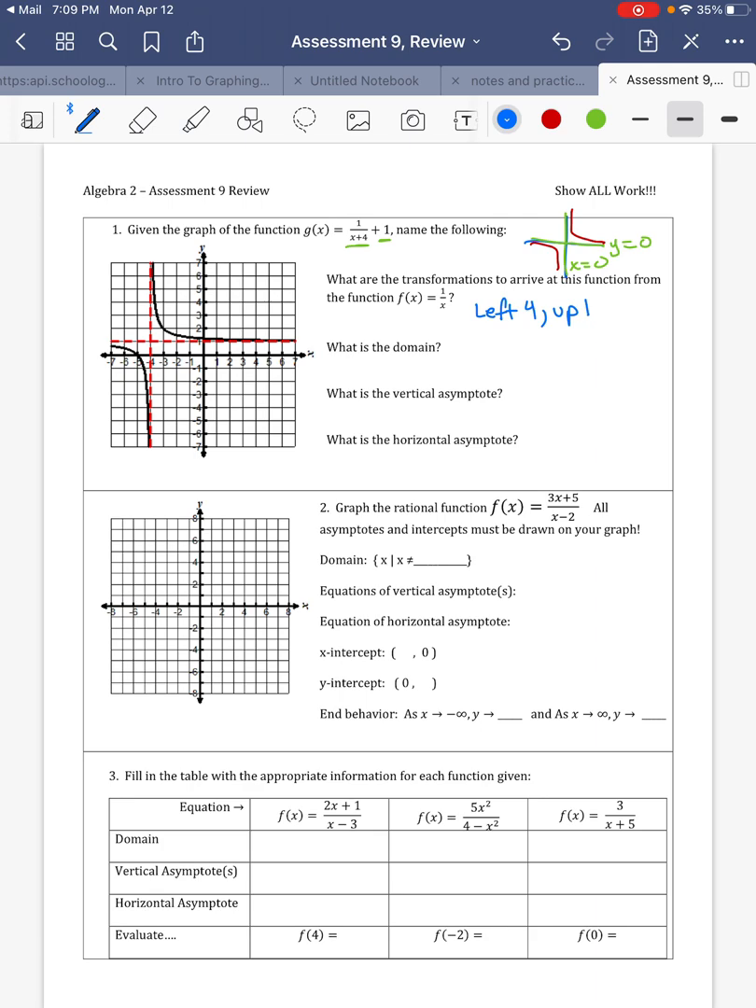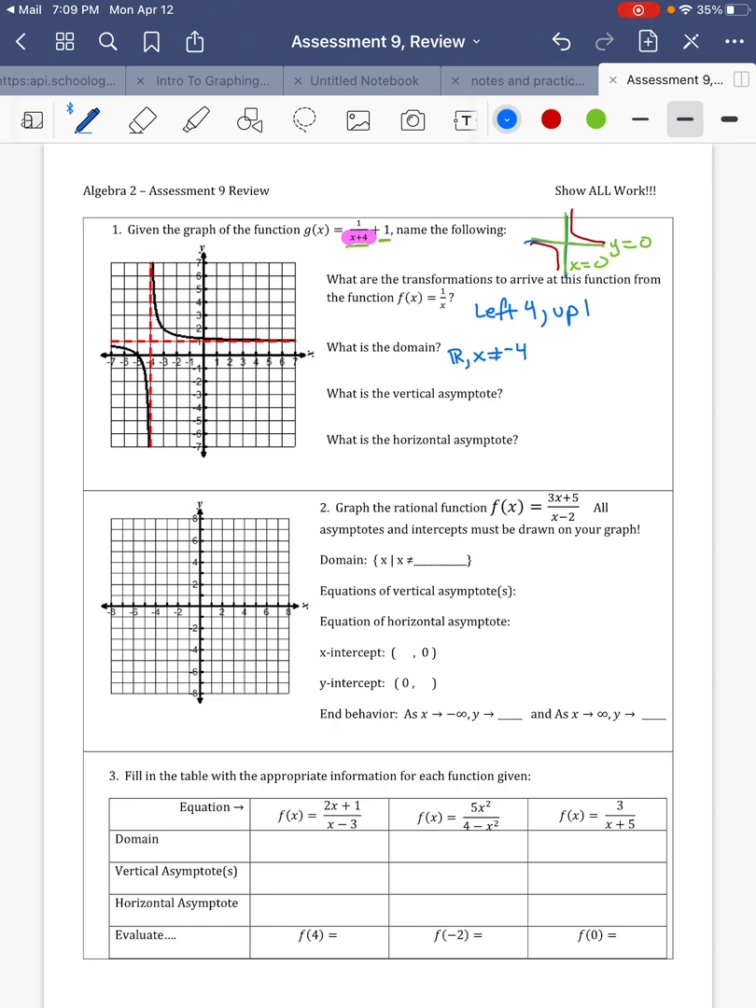The domain. So you can see in this problem right here, the domain, anytime you have a rational function, you have to worry about what's happening in the denominator. So right here, the denominator cannot be 0, so that means that x cannot be negative 4. So my domain is all real numbers where x cannot be negative 4.